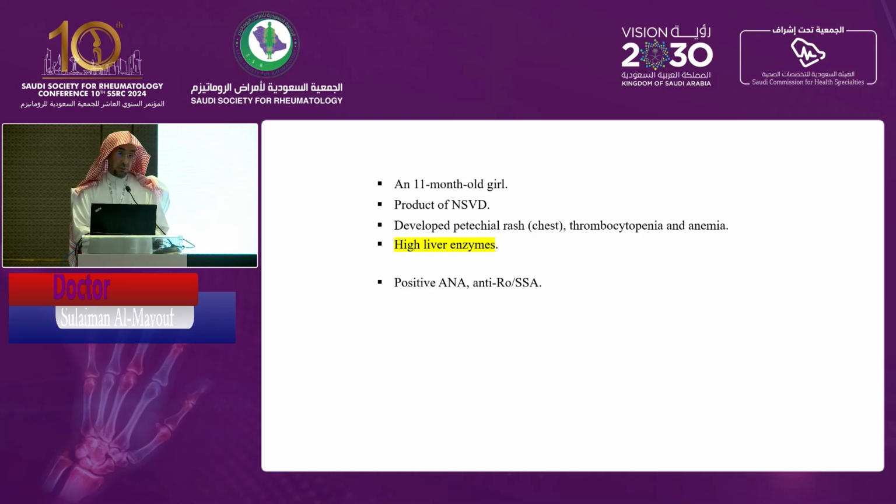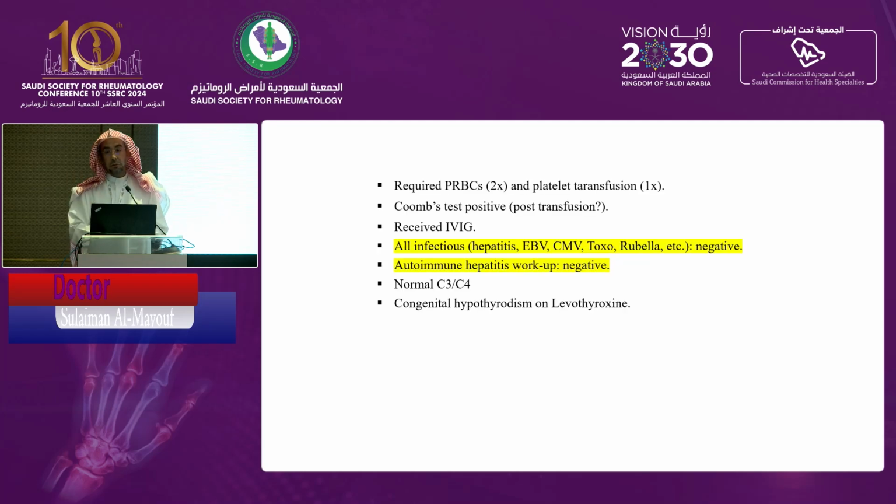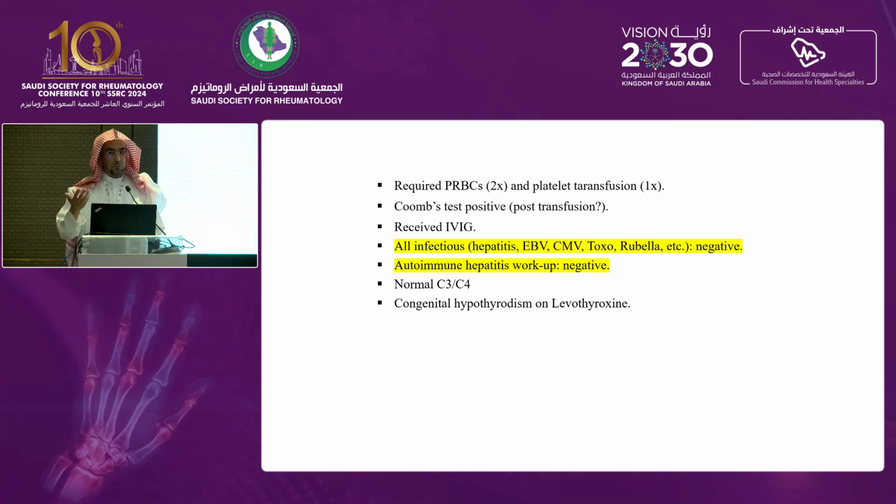That child has persistent thrombocytopenia and anemia requiring transfusion twice, and she had a positive Coombs test. That was done outside of our hospital, and I'm not sure whether the Coombs test was before or after the transfusion. She required IVIG. Now we start thinking maybe this is not neonatal lupus. All workup, including infectious workup, was negative, and autoimmune hepatitis was also negative. She had normal C3 and C4, and one of the workups showed congenital hypothyroidism, on treatment.